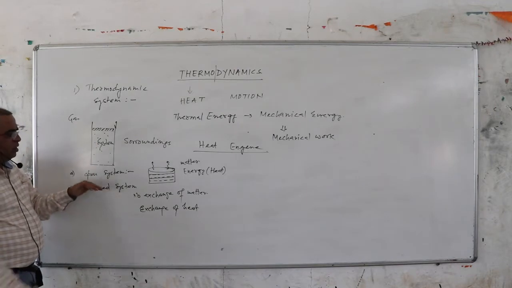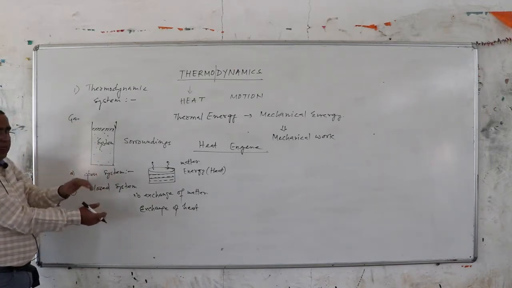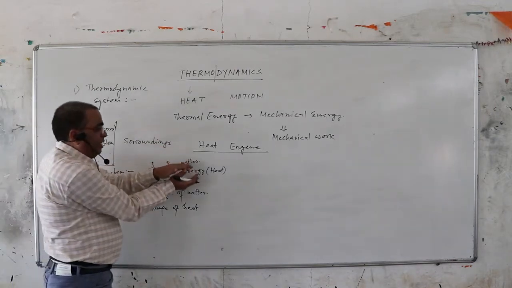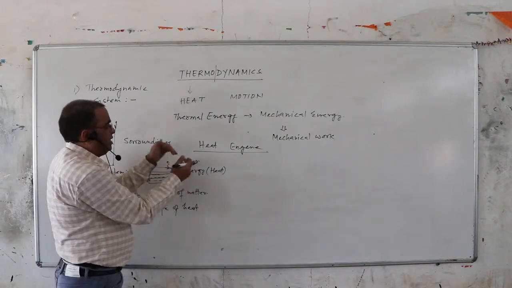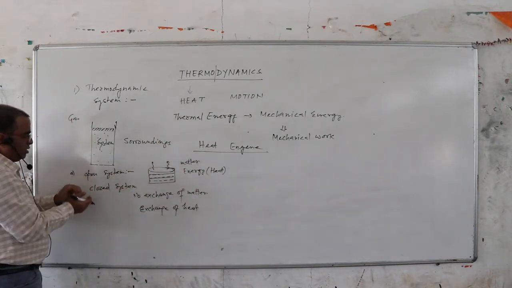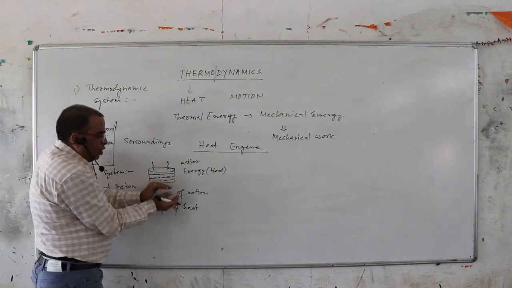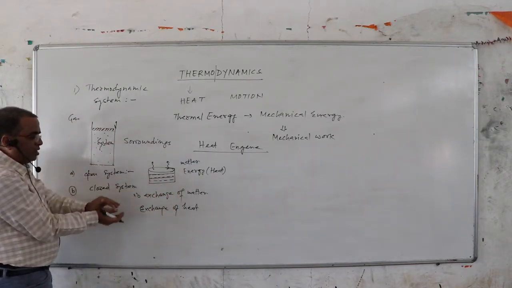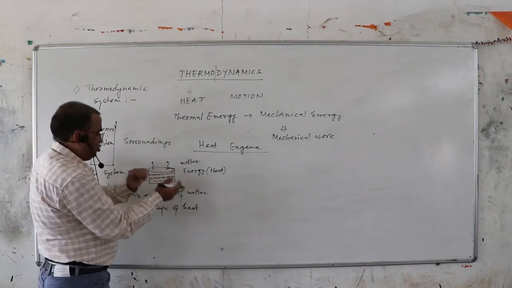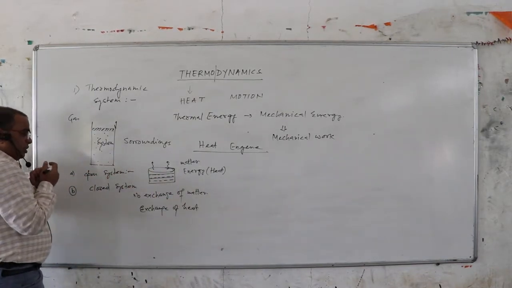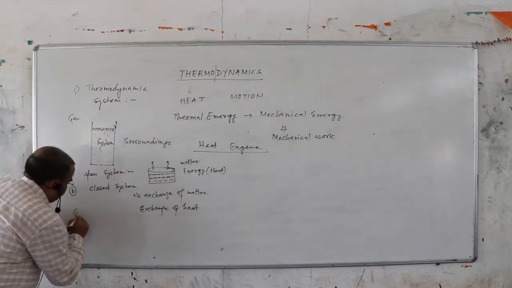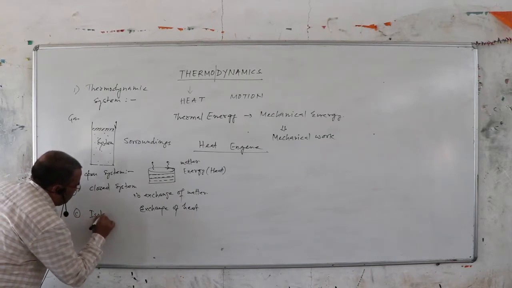So the basic difference between open and closed system: in an open system, matter as well as energy is exchanged with the surroundings, whereas in a closed system, only energy or heat is allowed to exchange, but no matter is exchanged. This is the second one, and the third one is an isolated system.